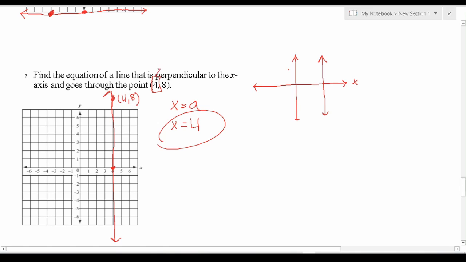So that's it. As far as horizontal and vertical lines go, that's all you have to do. You just have to remember y equals b, x equals a. Plug in your x value for this one and plug in your y value for the other one, and you're done. So that was that one.